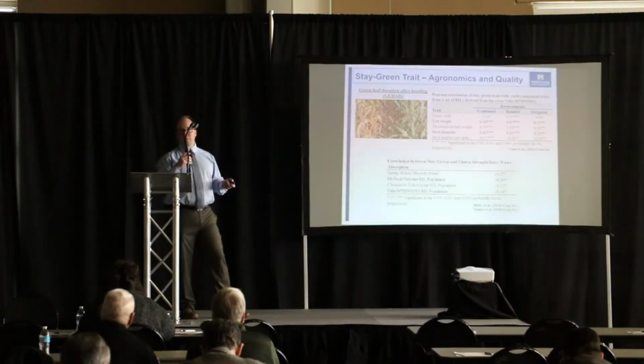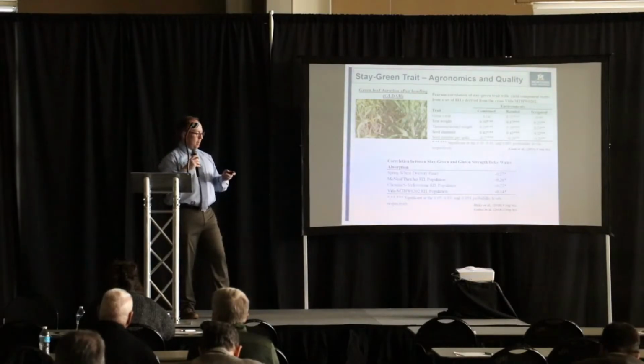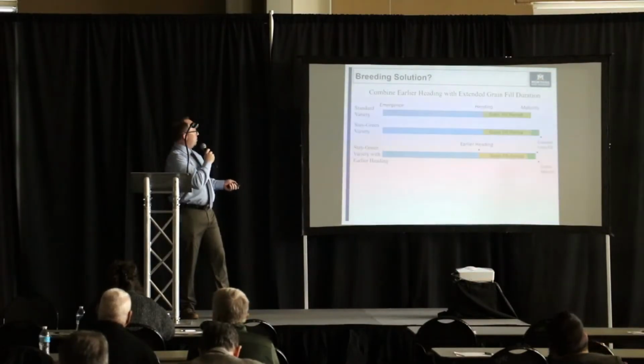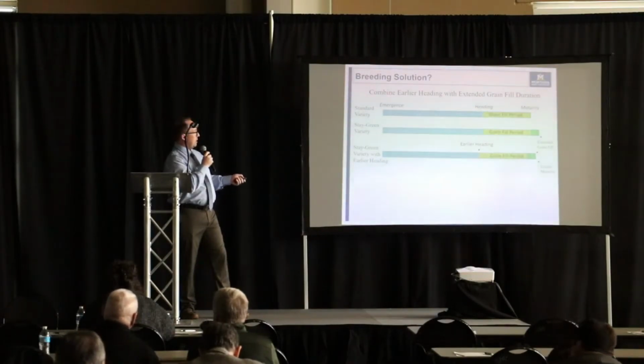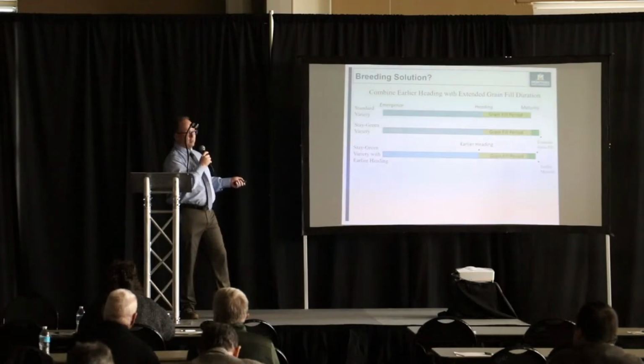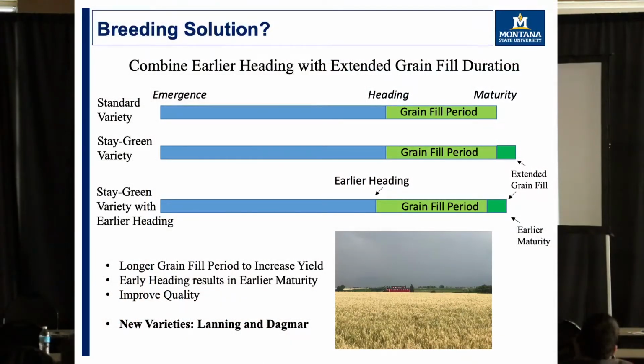And due to that late maturity, that can cause these varieties to be exposed to more adverse weather, especially if you have a cool, wet season. And so these varieties can just kind of hang around for quite a while out in the field and delay harvest. So our breeding effort is to maintain this elongated grain fill period, but select lines that have an earlier heading date so that these varieties mature earlier.